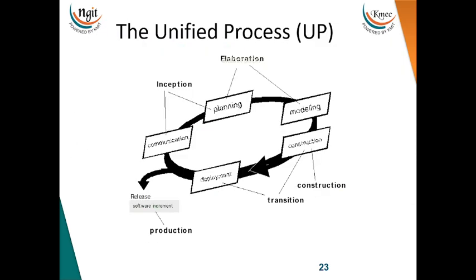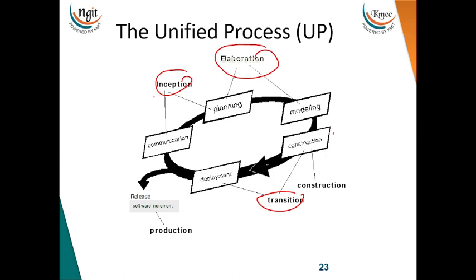Then we have the unified process model, UP. What is that UP? We have communication and planning, and these two parts we call inception. Planning and modeling we call elaboration, then construction. Combined together, construction and deployment we call transition. Transition. And when we release it, this we call production.